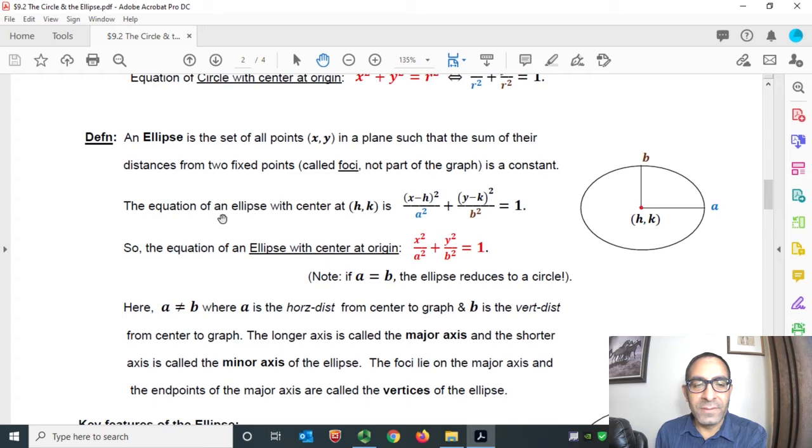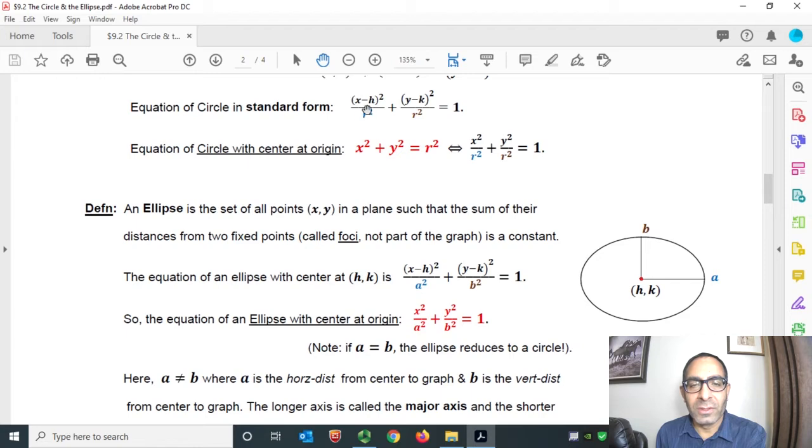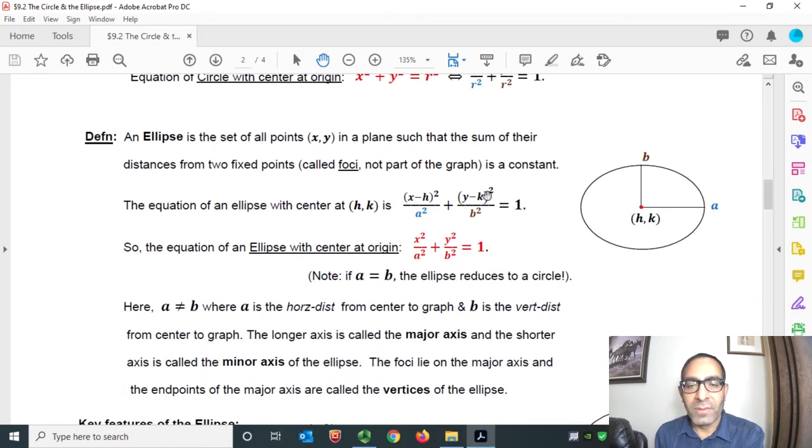So the equation of an ellipse with center (h, k) is compared to the equation of a circle here: (x minus h) squared over... since the horizontal distance of the graph from the center and the vertical distance of the graph from the center are equal means circle, unequal means the ellipse. So the equation of the ellipse is (x minus h) squared over a squared plus (y minus k) squared over b squared equals 1. If these two distances are unequal, then this forms an ellipse, and this is the equation of an ellipse.